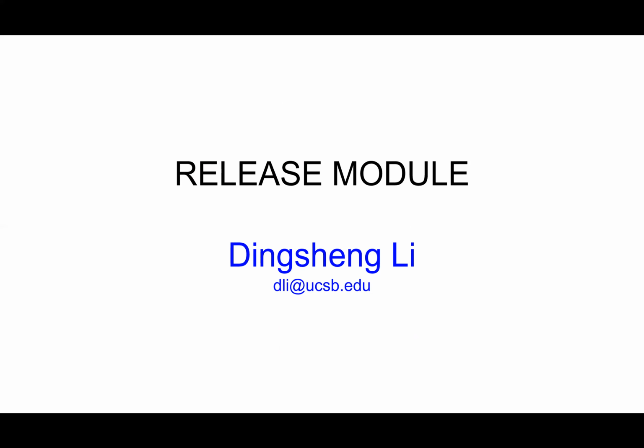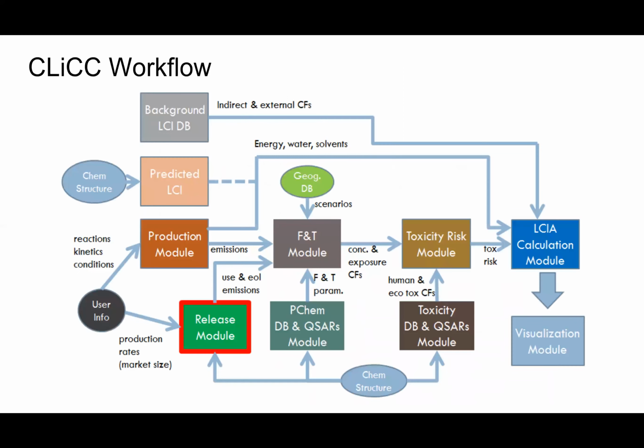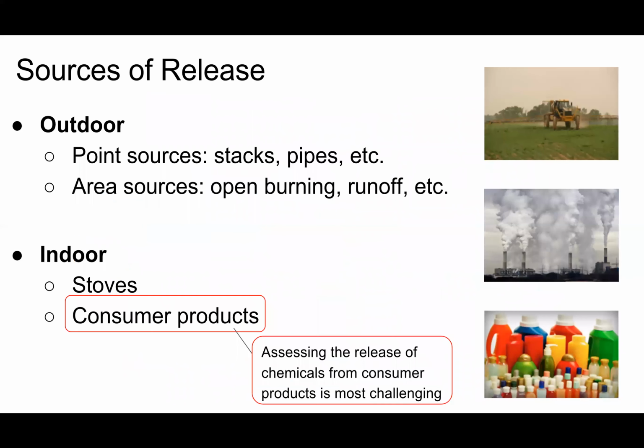So hi everyone, now I'm going to dive into the release module. So again, this is the entire framework of the CLiCC 2. And you can see the release module, the light green part, is connected with the user information related to the chemical structure, which is basically the QSAR. And it also provides information for the Phaeton transfer module, which will be presented later in this webinar.